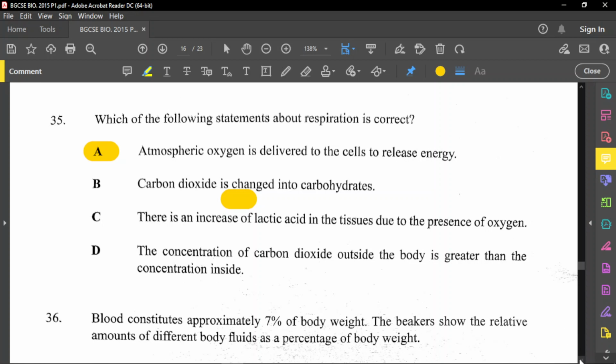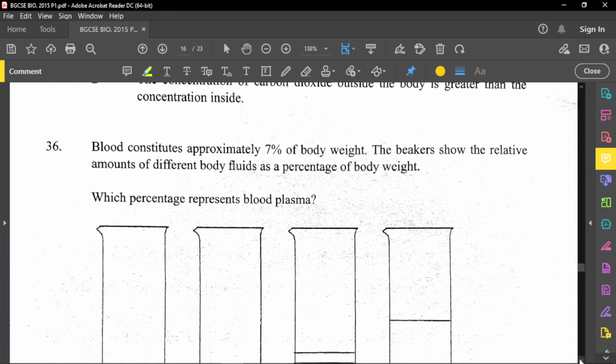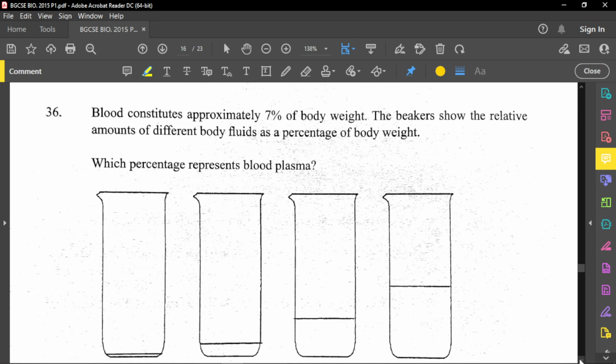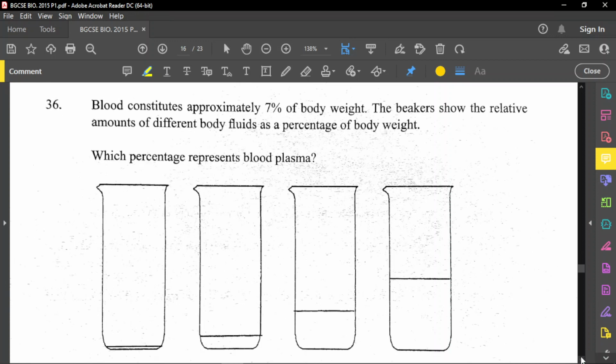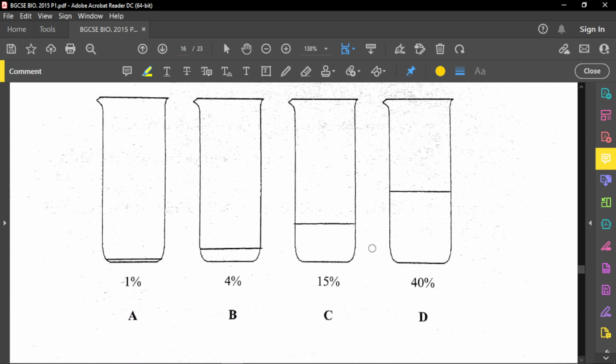36. For 36, it said blood constitutes approximately 7% of the body weight. It said the beaker shows the relative amount of different body fluids as a percentage of body weight. And so which percentage represents blood plasma? All right. So again, these are presenting the body weight as mentioned, right? So how to work this out?